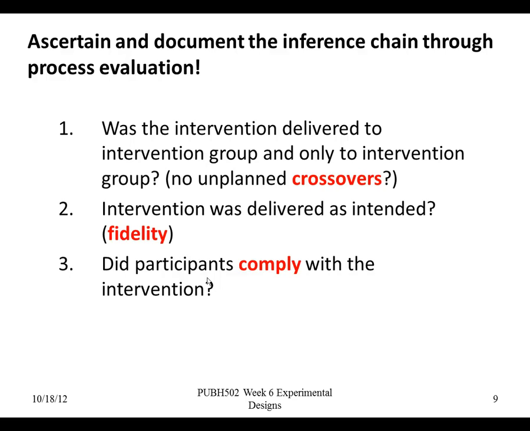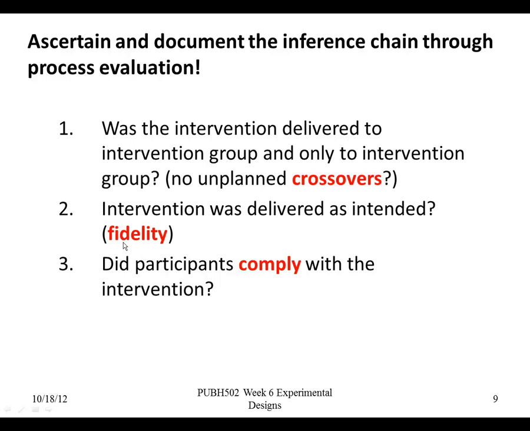Are people assigned to treatment getting the treatment and only the treatment? Are people assigned to control not getting the treatment? So that's a really important ascertainment question to see if there have been any unplanned crossovers. We also want to know that for people who are getting the intervention, it's being delivered as it was intended. So that's a fidelity question.